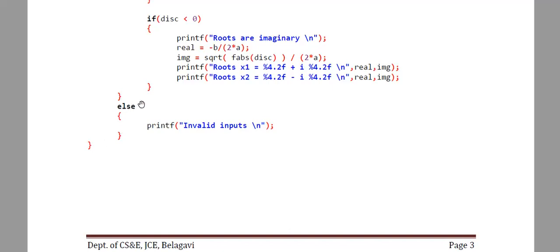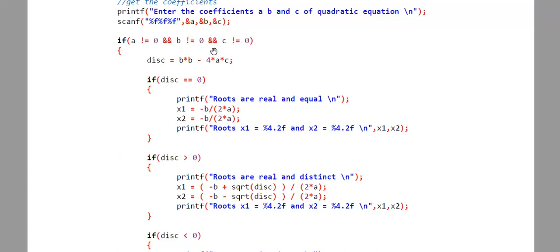If all the given values a, b, c are non-zero, then this statement would be true. It will come inside the true block, which starts from the open curly brace. We calculate DISC. DISC is equal to b square minus 4ac. We know the two roots of a quadratic equation: x1 is equal to minus b plus square root of b square minus 4ac whole divided by 2a, and x2 is equal to minus b minus square root of b square minus 4ac whole divided by 2a. Whatever is inside the square root is called the discriminant, that is b square minus 4ac. So we are calculating the DISC or the discriminant.